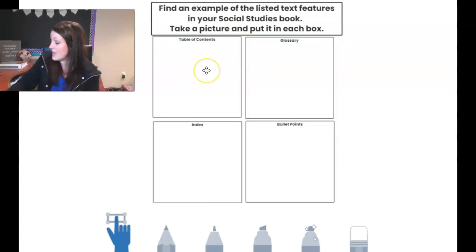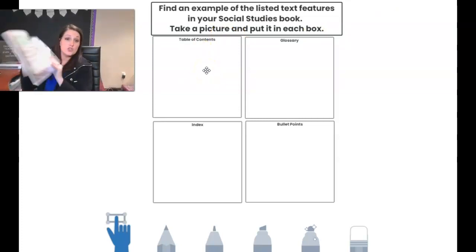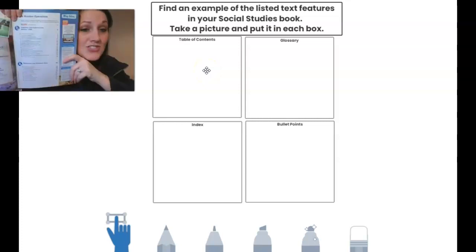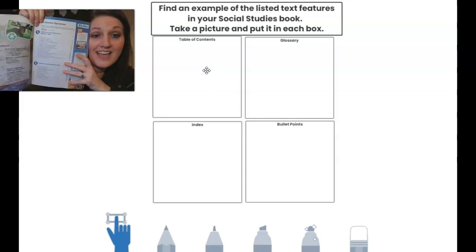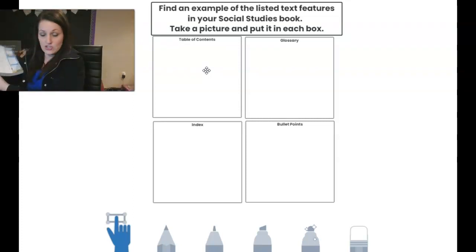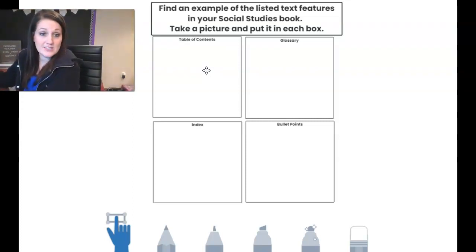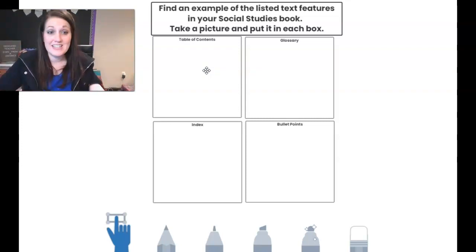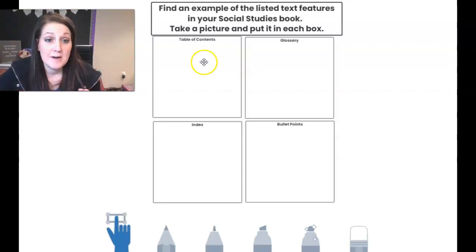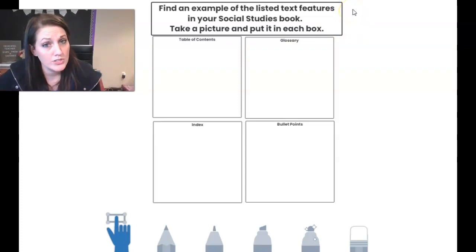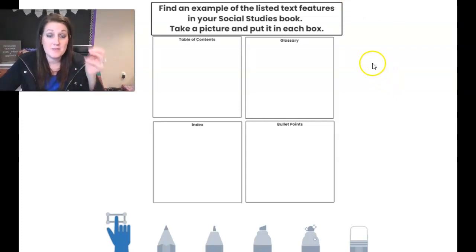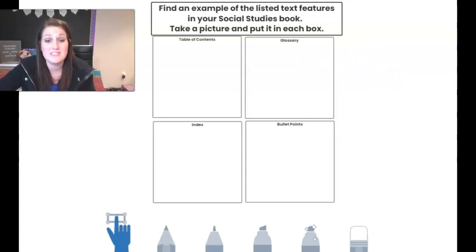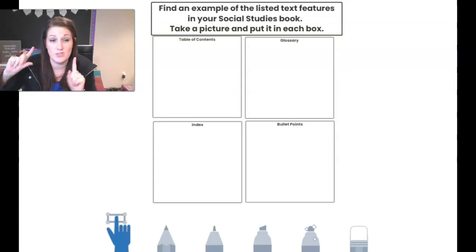So when you find a table of contents, you're going to hold it up to the screen, take a picture with the camera on Seesaw, and then put it right there into that box as a table of contents. So do that for all 4. Like I said, if you can't find one of your books to do it in, first of all, we have a problem because you need to have a social studies and a math book, but you'll have to either find them online or find them in some other book that you have, or worst comes to worst, draw a picture of it and hold it up, but I don't really want that.